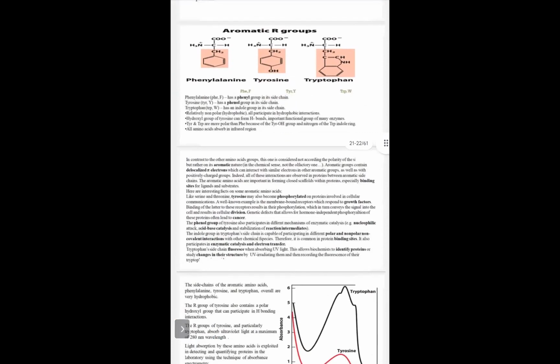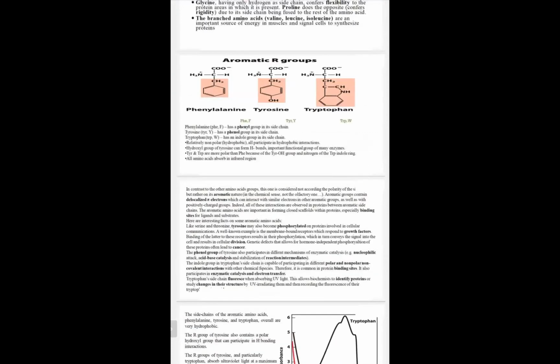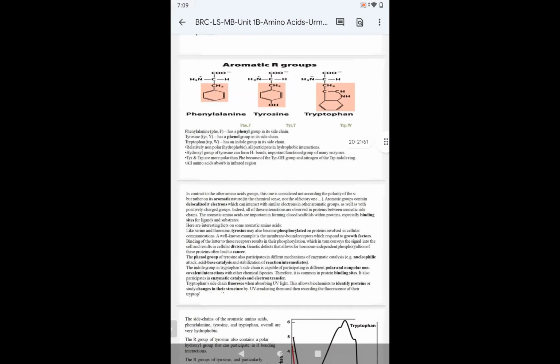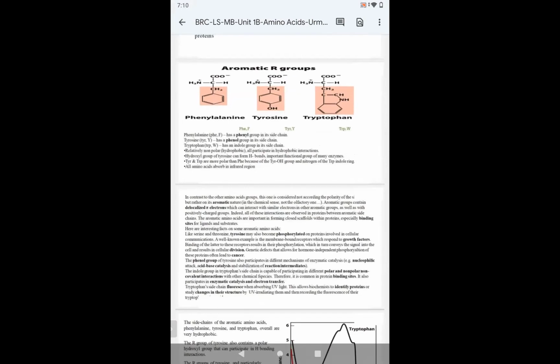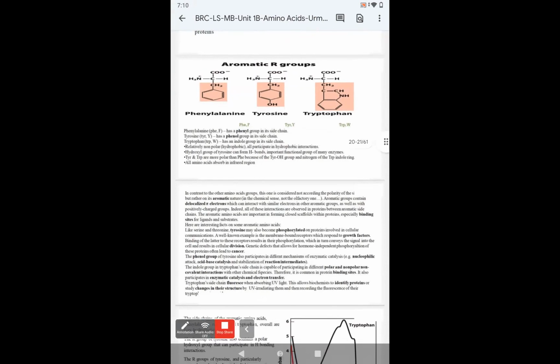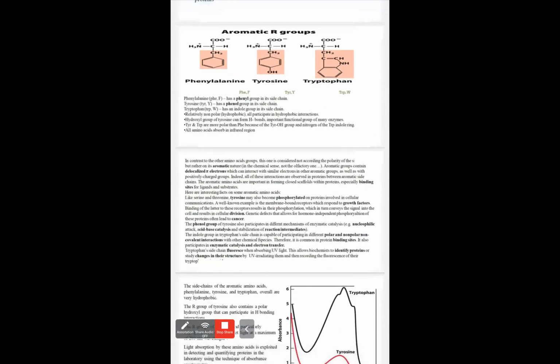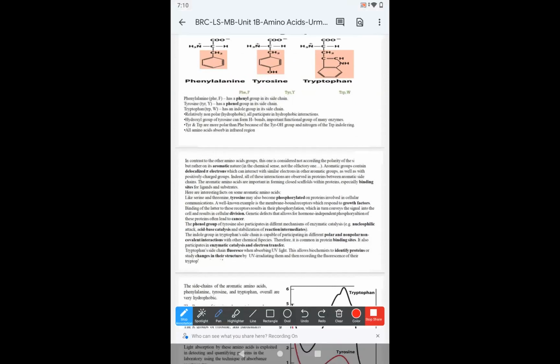Next, aromatic R groups. Okay, look at these structures. These are phenylalanine, tyrosine, and tryptophan. These amino acids contain an aromatic ring. These help as binding sites for the ligands and the substrates. Now I will tell you some interesting facts about these aromatic R groups.